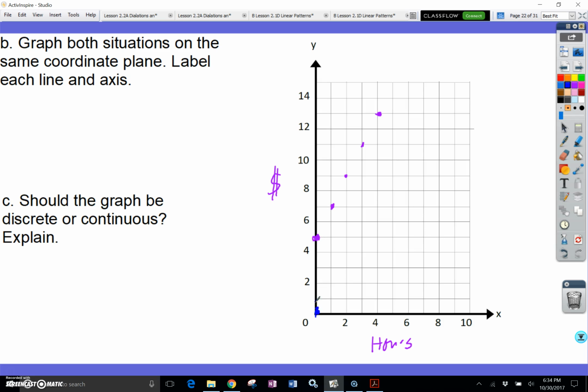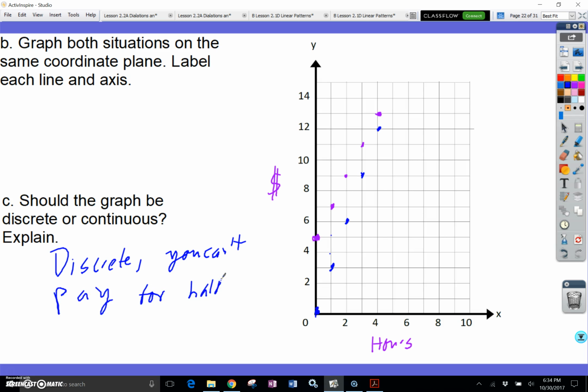So here, though, let's go and look at the purple, the next one. In blue, this is Paradise Pool. Paradise Pool charges $3 an hour. So go up 3 over 1, up 3 over 1, up 3 over 1, and then up 3 over 1. All right. So should the graphs be discrete? They should be discrete. And in this example, you can't pay for half an hour. Only whole hours.